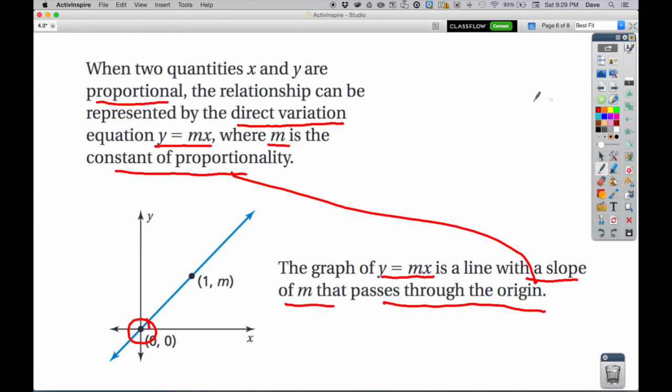So again, the key thing to pull away here is that when we're dealing with proportional reasoning, proportional relationships, they can be represented by this direct variation equation, y = mx, where m is something called the constant of proportionality, or the slope.